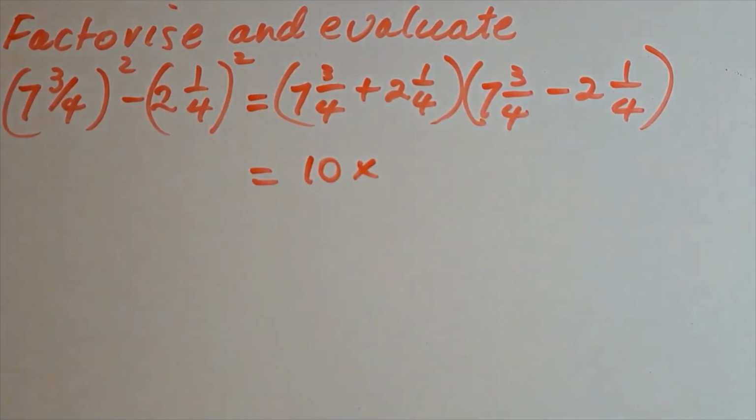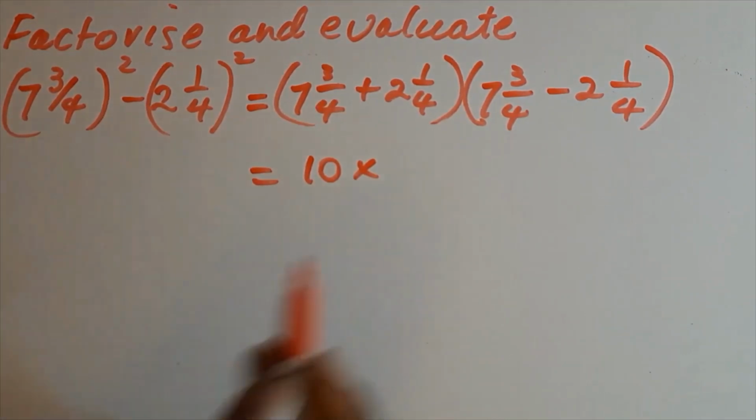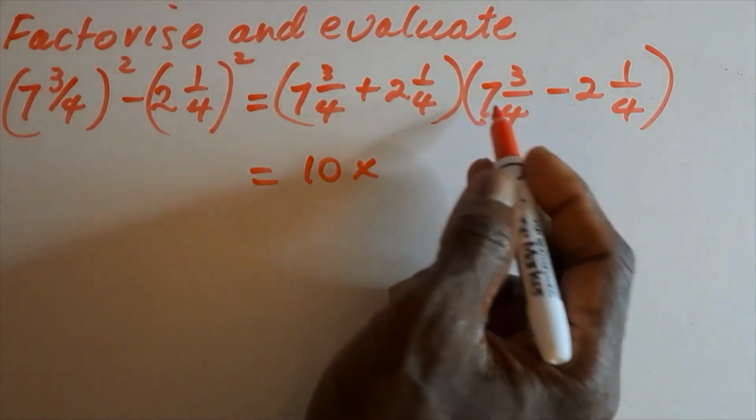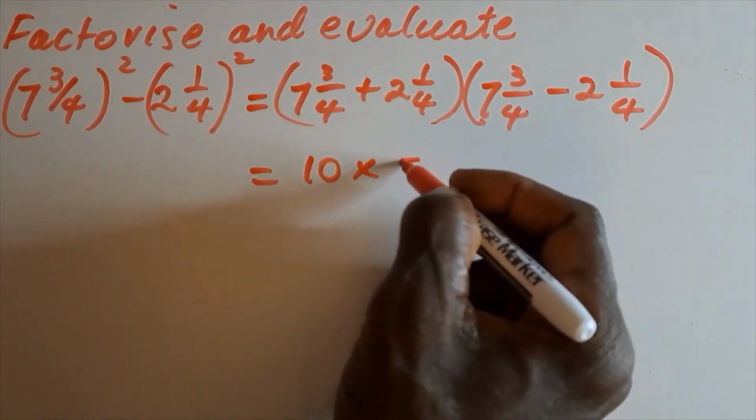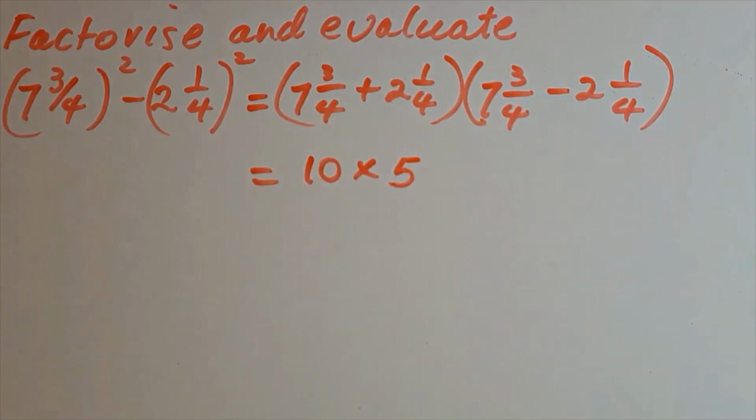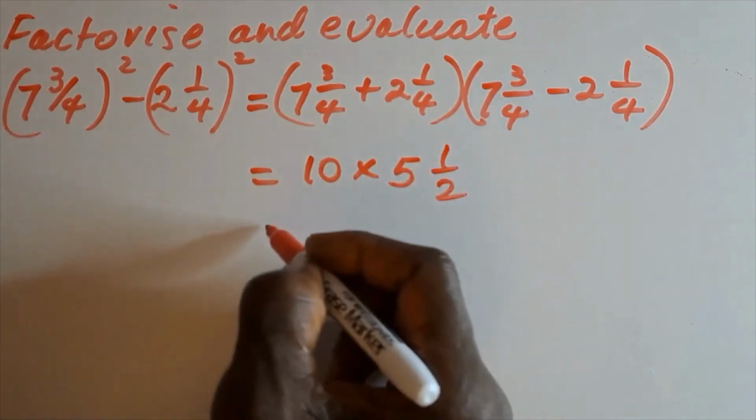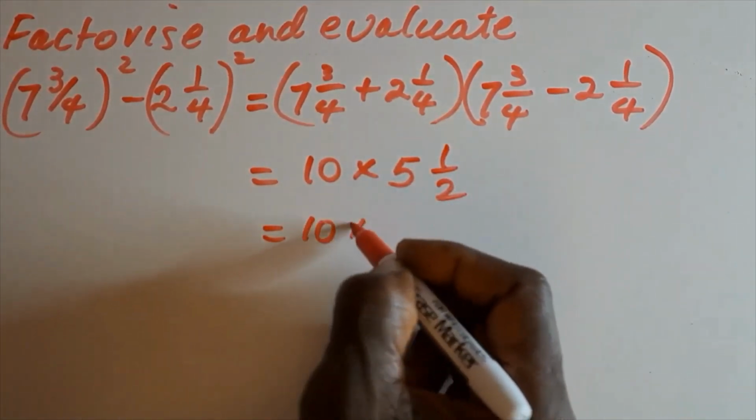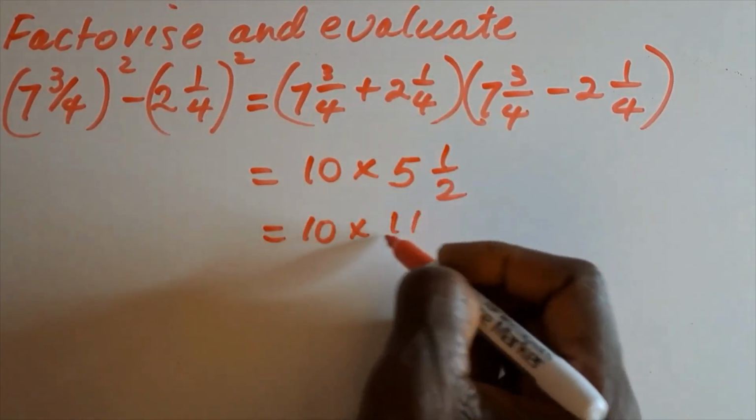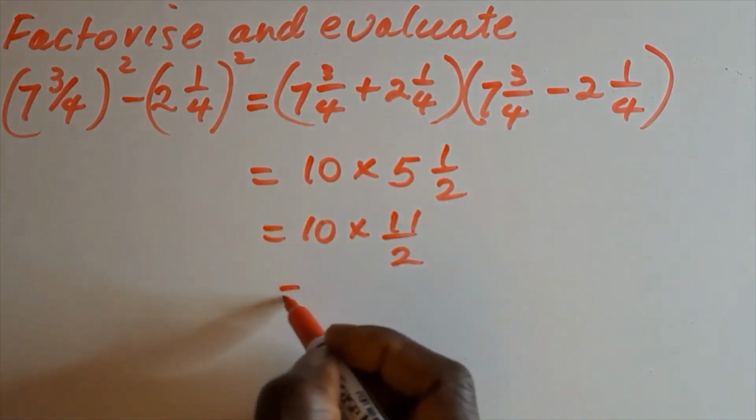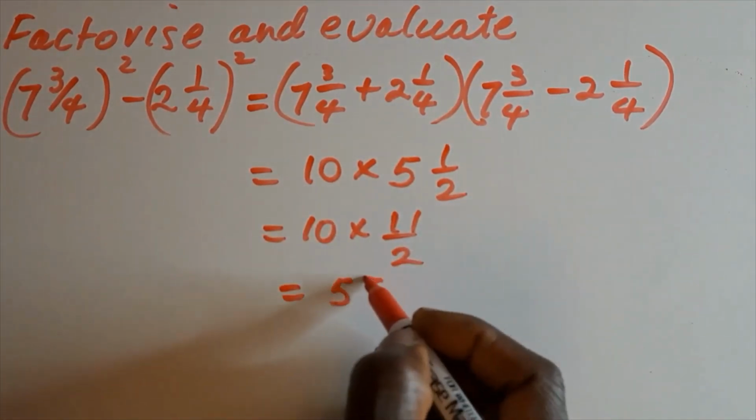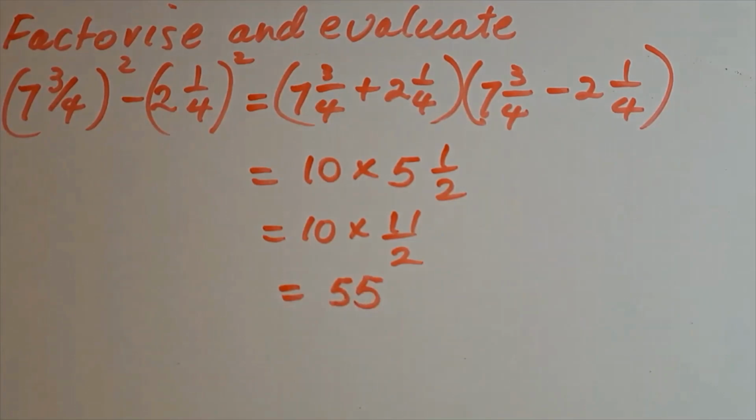And we have 7 3/4 take away 2 1/4. We'll have 5 from taking away 2 from 7, and 3/4 take away a quarter, we're left with a half, so that's 5.5. So we have 10 times 11 over 2, which gives us 55.